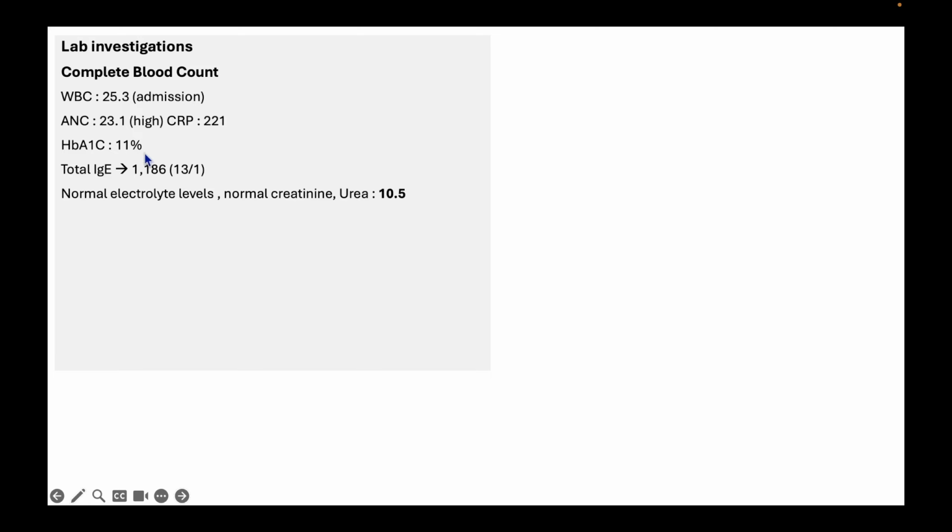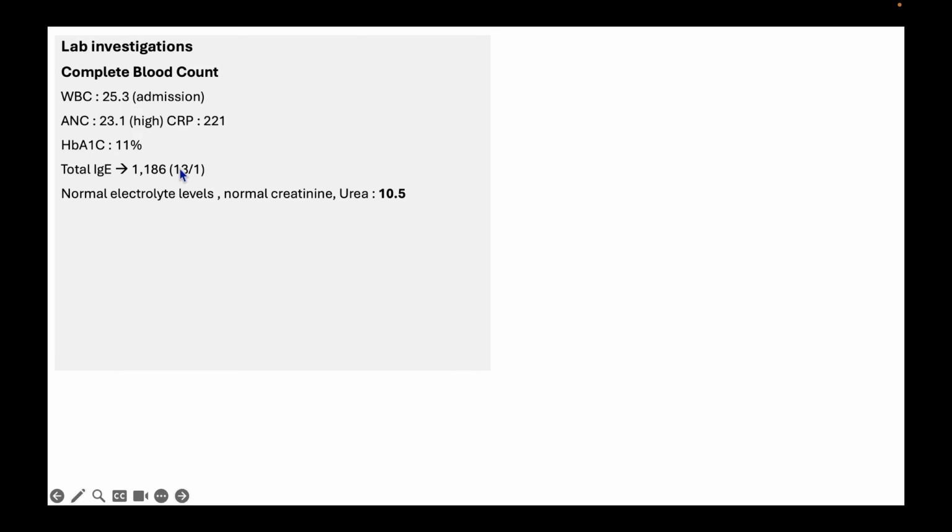Okay, so what labs did we do for him? We did a lot of labs, but his white blood cells are 25, which is pretty high. ANC was 23, CRP was 221. His HbA1c was 11%. I feel like this should have been at the bottom, but because I mentioned uncontrolled, it's important for me to prove it later on. Even if it's not, it's still important in his diagnosis. Then total IgE was super, super high for this patient, which was interesting.